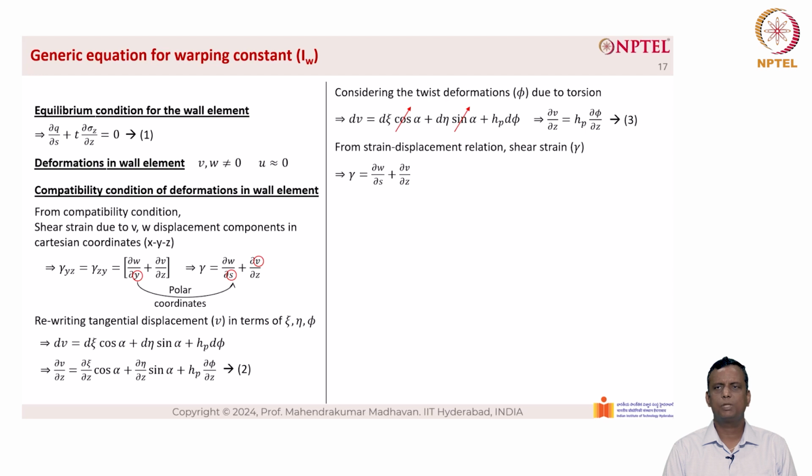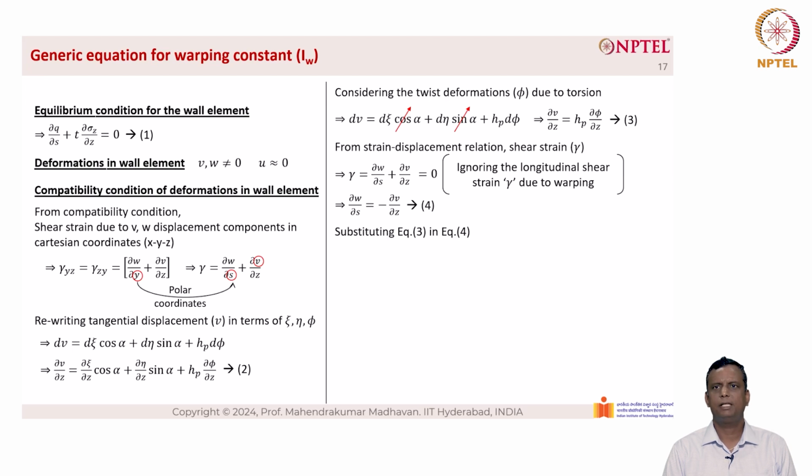From strain displacement relation, the shear strain gamma is given as dou w by dou s plus dou v by dou z, which again will be equal to 0, since we are ignoring the longitudinal shear strain gamma due to warping. Our focus in this current study is only for the warping normal stresses. So dou w by dou s equal to minus dou v by dou z, which is equation 4.